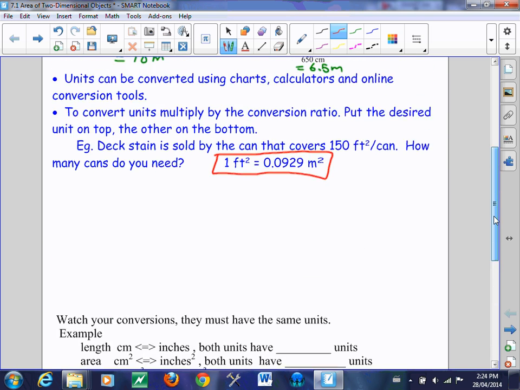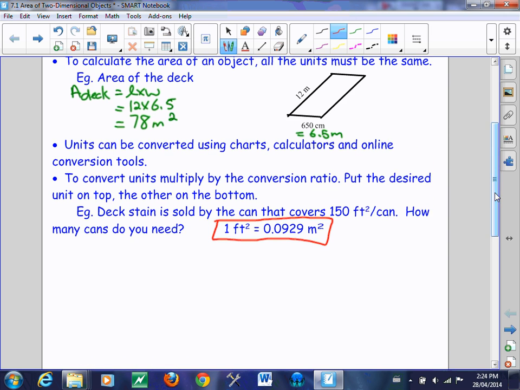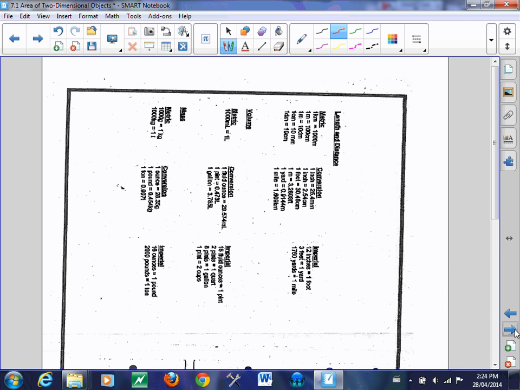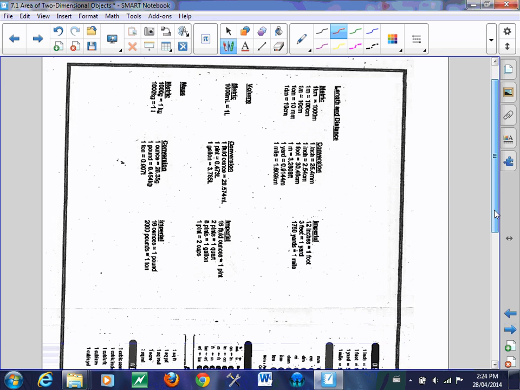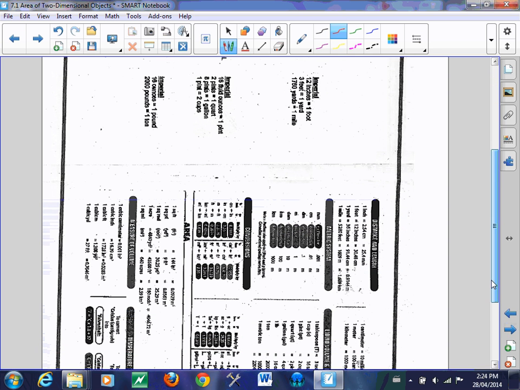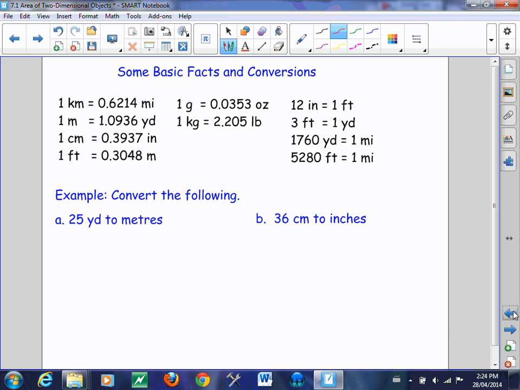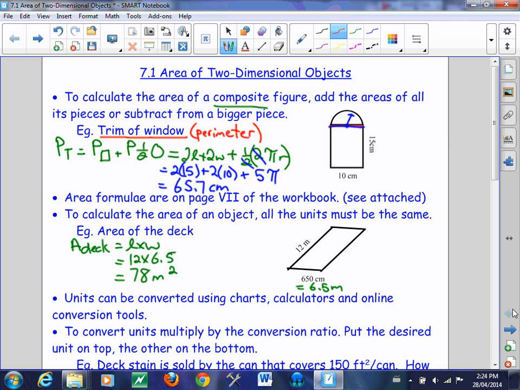If you look at the attached worksheet that I gave, I'll flip it back so you can see it. That's a conversion chart, so all your units are there. And if you're doing area, which is here, or volume, which is here, you've got to be careful on your units. That's there for you to print off, and I probably will give you a copy of it in class. But back to our lesson.